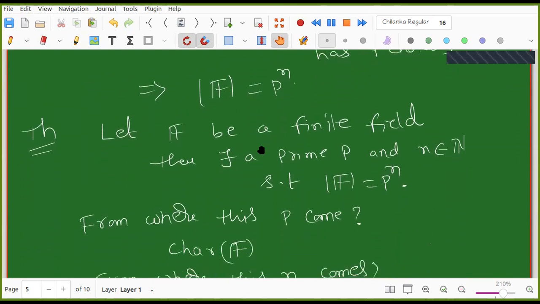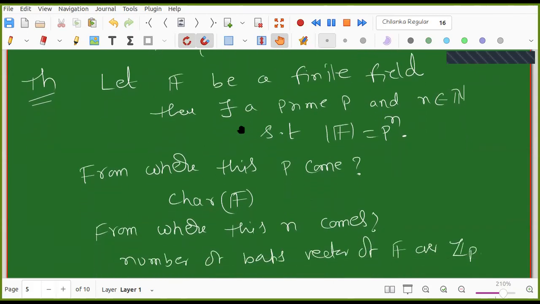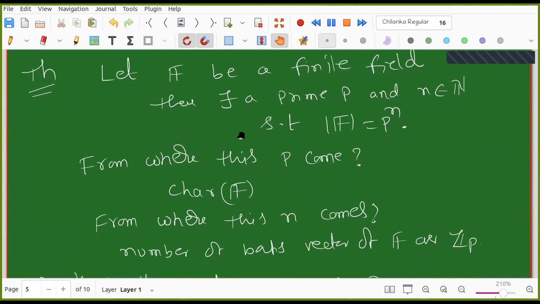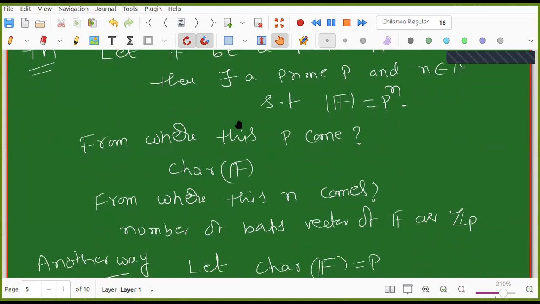So can somebody tell me, does there exist a finite field with 6 elements? Is there a finite field with 6 elements? Okay, so it does not exist because 6 has 2 prime divisors, right? Hope I am audible, right? At least. Okay. Hello? Yes, sir, you're audible. Okay.